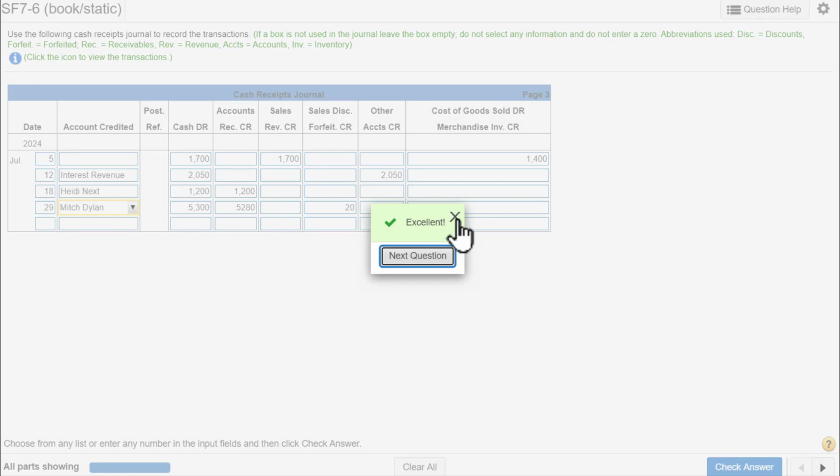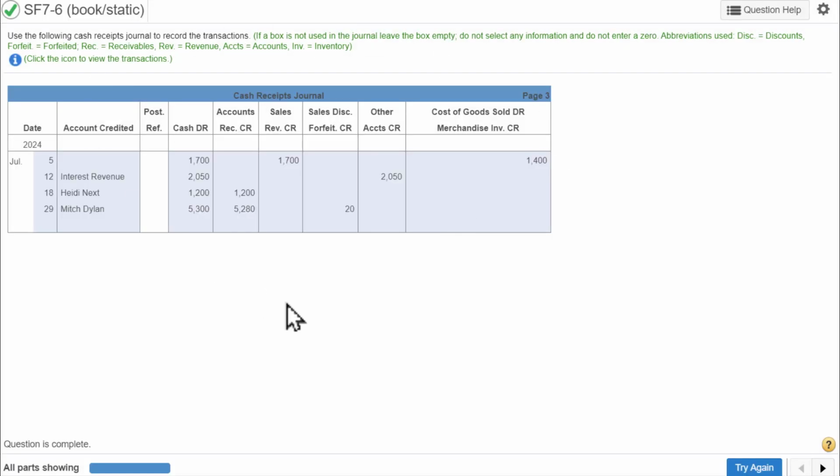Excellent. All right, so in the next problem, what we're going to do is we're going to take the same cash receipts journal, and we will post all this information to the ledger and then the AR subledger.